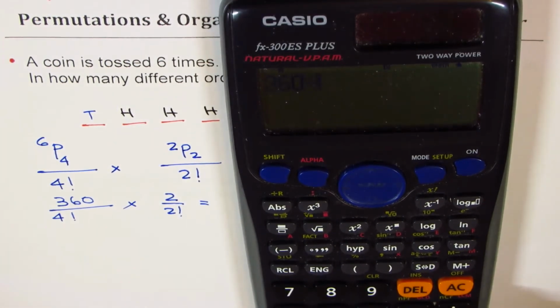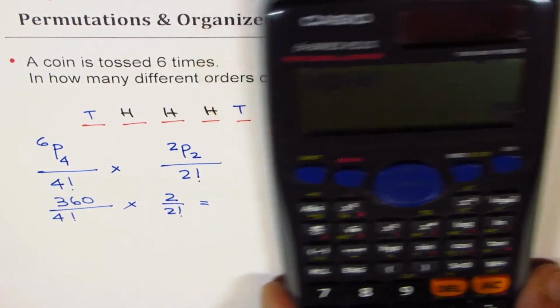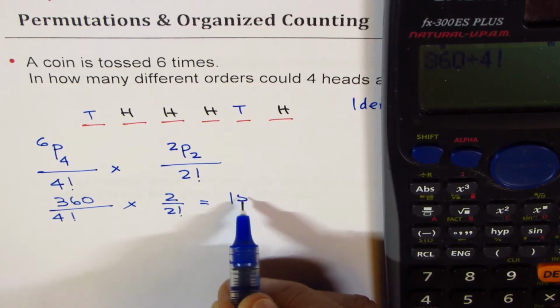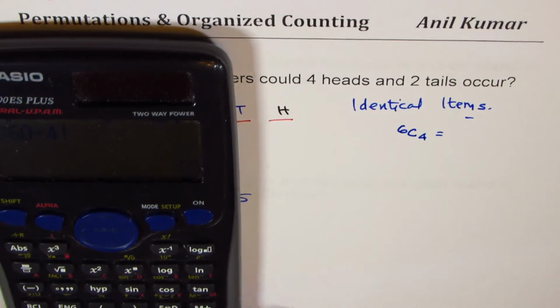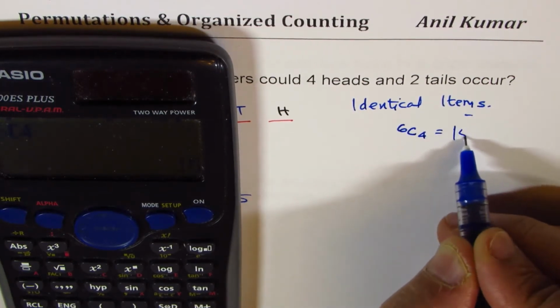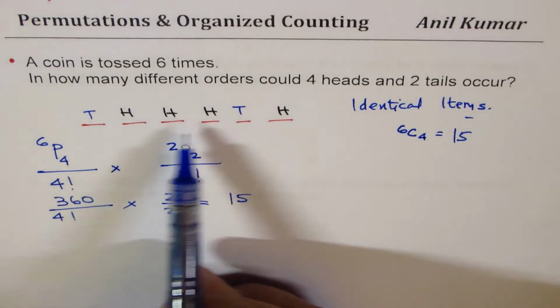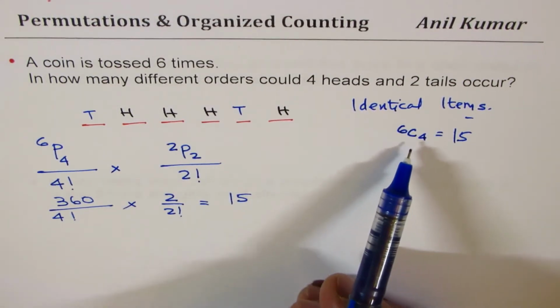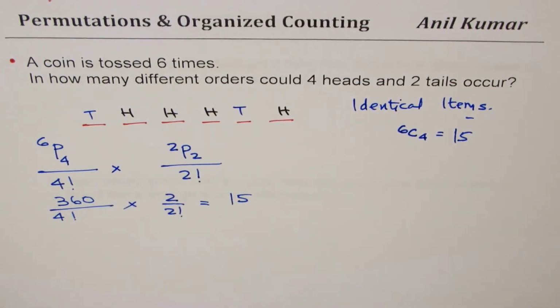360 divided by 4 factorial equals 15, right? 2 over 2 is 1, so we get 15. Well, in the next unit, we'll learn about combinations. Let's try this answer also. So we'll get 6 combination 4, which equals 15. Do you see that? You get the same answer. Since the order is not important here, combination is the correct way of doing it, right? But you could also solve this question using permutations as we did just now.